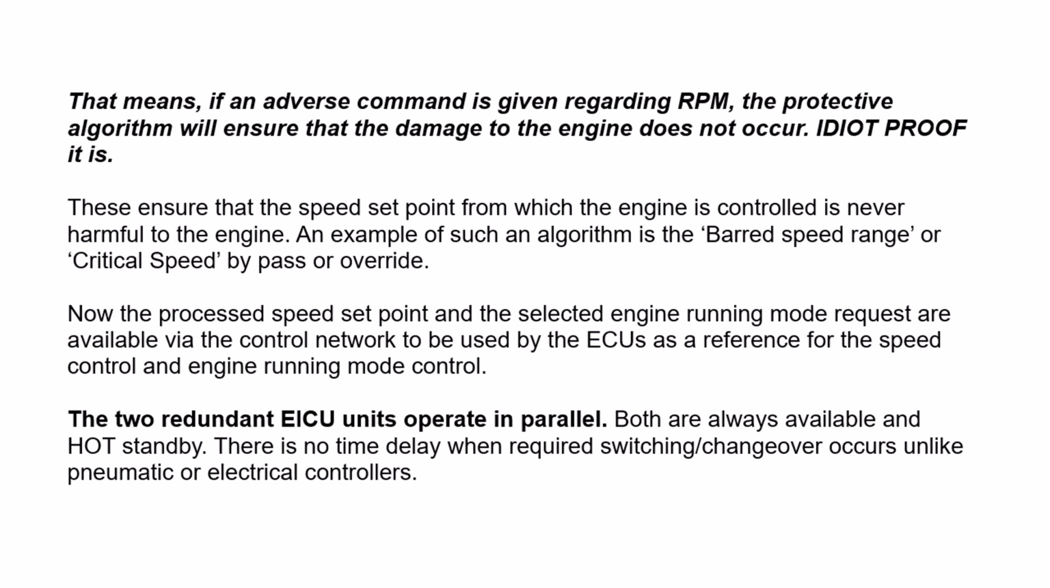These ensure that the speed set point from which the engine is controlled is never harmful to the engine. An example of such an algorithm is the critical range, or barred speed range. Even if you put the telegraph to give, let's say, a required RPM of 50, and 47 to 52 is, let us say, the critical RPM, the engine will not run at the RPM the telegraph is put at or the speed requested, because 47 to 52 is the critical RPM.